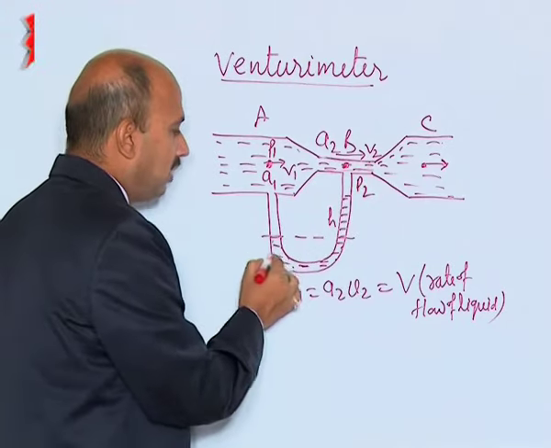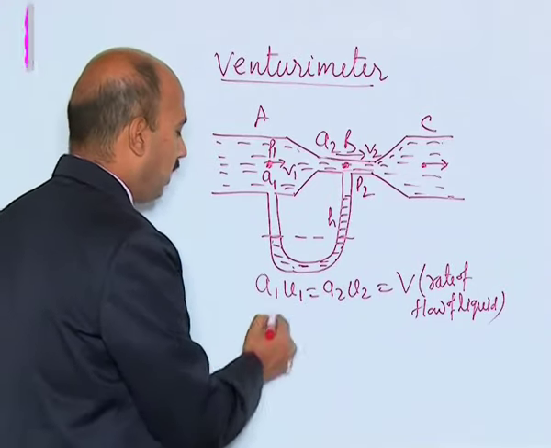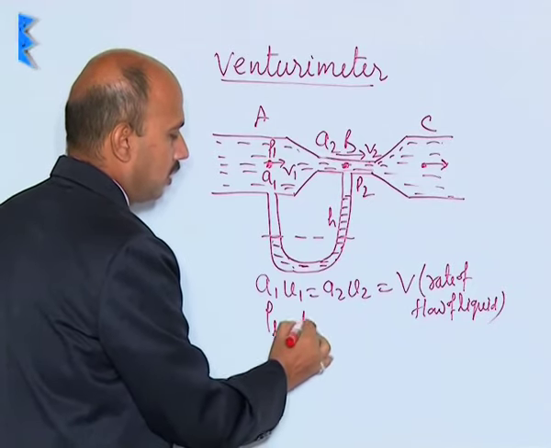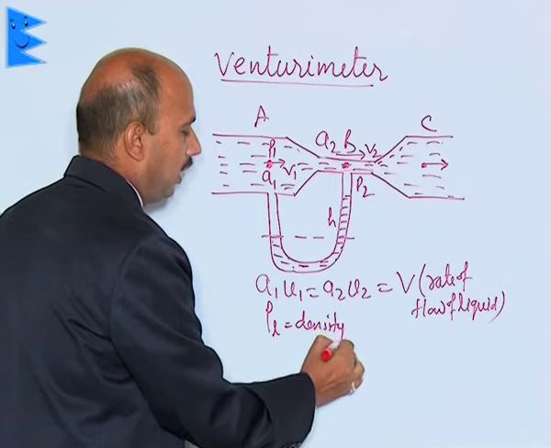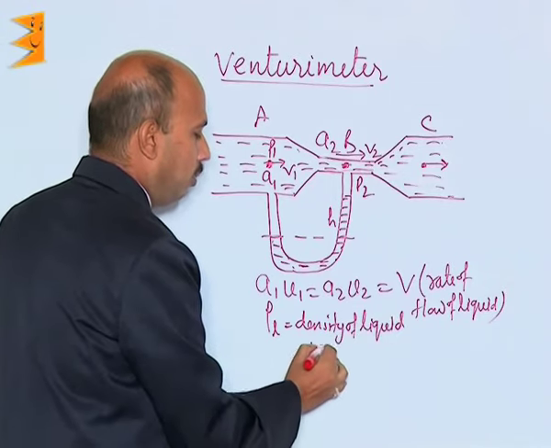Now a low density liquid is filled up here in this manometer. Suppose the density of the liquid we can take here as rho L, the density of liquid in manometer.